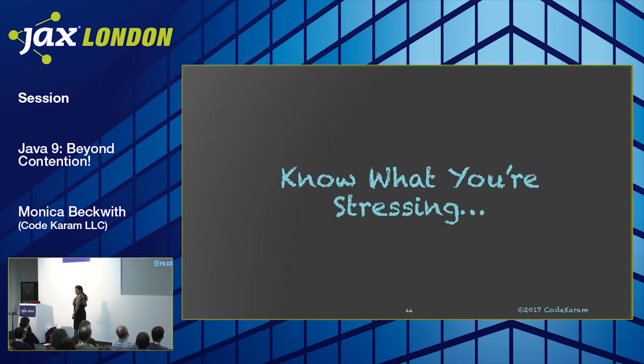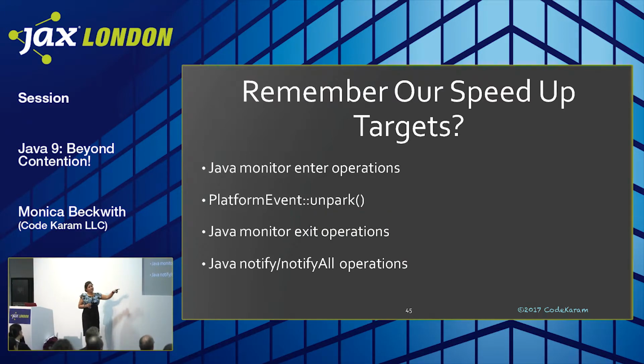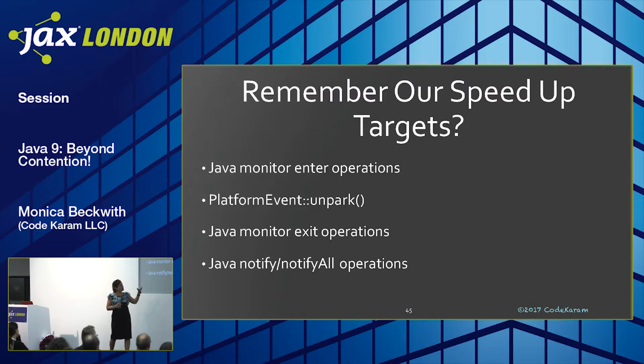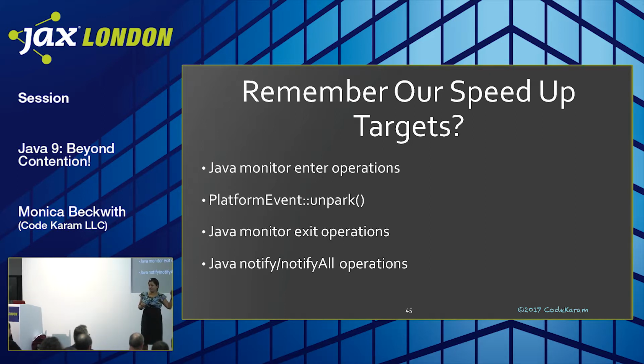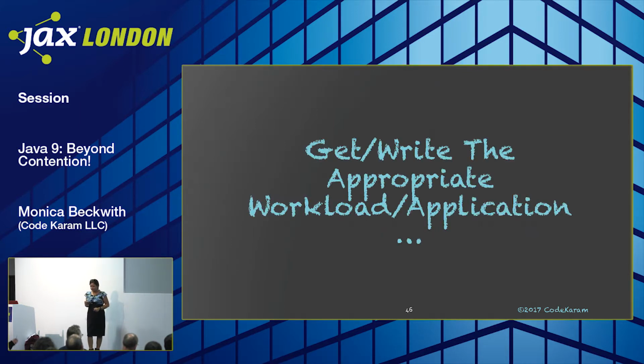So let's start with what we are stressing. Remember the speedup targets that the JDK enhancement proposal had? These changes are already made. So we know that we're trying to stress, or find out, if changes show up as an improvement or not, right? So first, these are our stresses. We want to have a test that stresses all these things, okay?